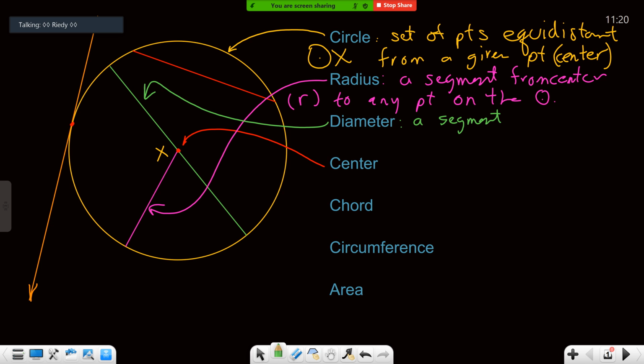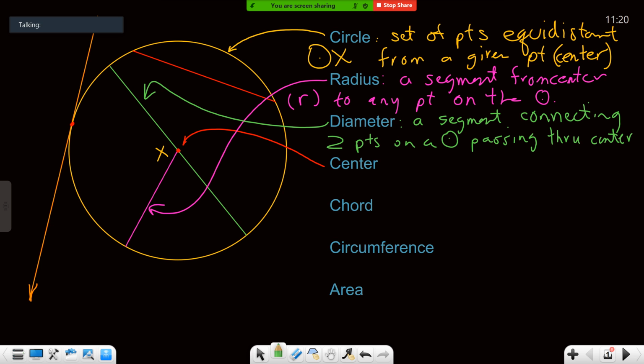So Ethan, what you're saying was 100% correct. If we clarify it a little bit more, it makes it easier to define. A segment connecting two points on a circle passing through the center. By the way, I know through is spelled T-H-R-O-U-G-H. I'm abbreviating. Okay. Good. That's a lowercase d.